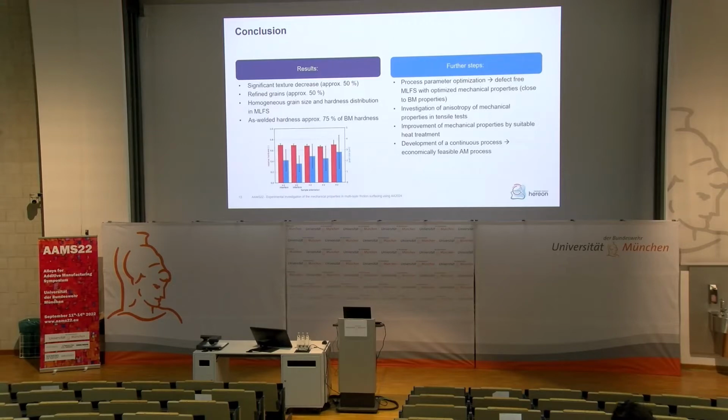And what's also very important is the last point here on this slide, which says that our goal is also to develop the process further into a continuous process, because at the moment the process itself is very discontinuous, which means that after each layer the process has to start from new. And also if the stud is completely consumed, we have to change the stud to start a new process. So therefore it makes sense to have a continuous process which can then be used as an economically feasible additive manufacturing process.